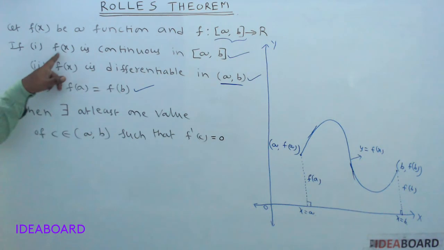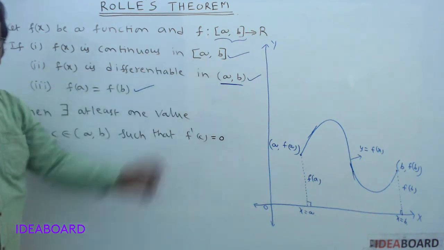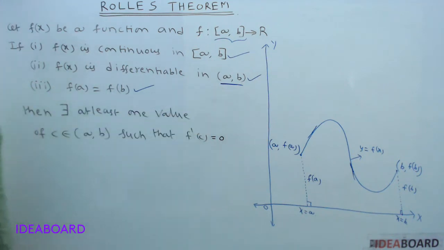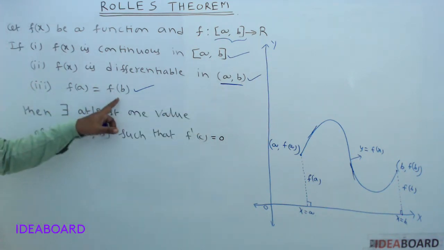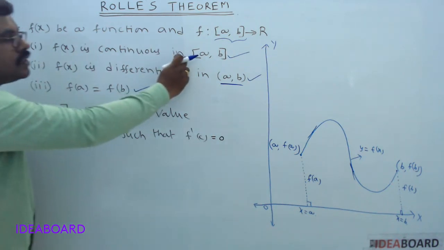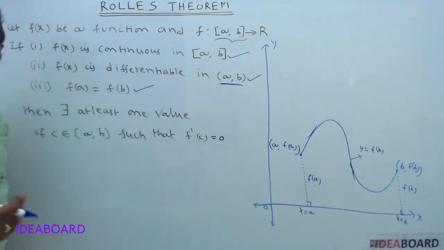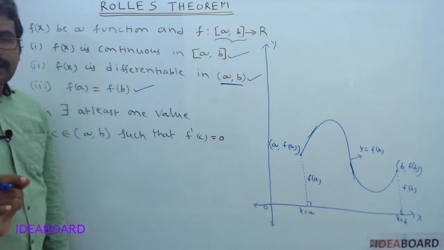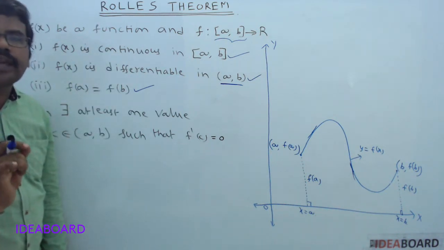So f of x is continuous in closed interval a comma b. f of x is differentiable in open interval a comma b. f of a equals f of b. If f of x satisfies these three conditions, we say that Rolle's theorem is applicable.